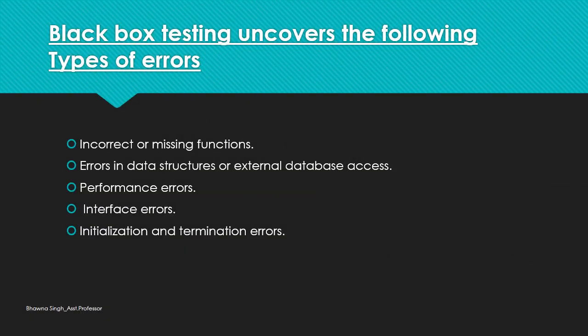Now these are the types of errors that are uncovered by functional testing, or black box testing. The first one is that it identifies all the incorrect or missing functions. Then it finds errors in data structure or external database access. Then performance errors, interface errors, and initialization and termination errors. These are the basic types of errors that functional testing uncovers, and all of them are related to the functionality of the application, without which the application would not be able to run as expected by the customers.